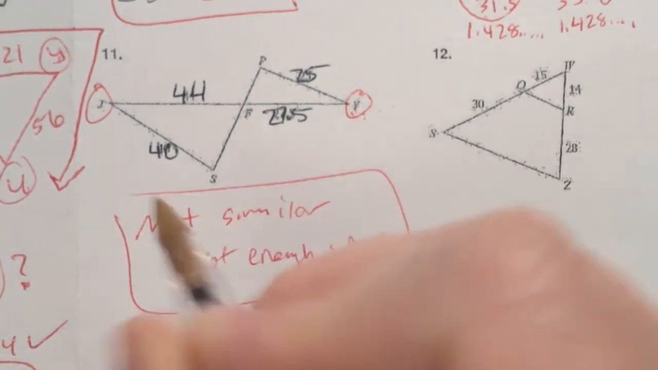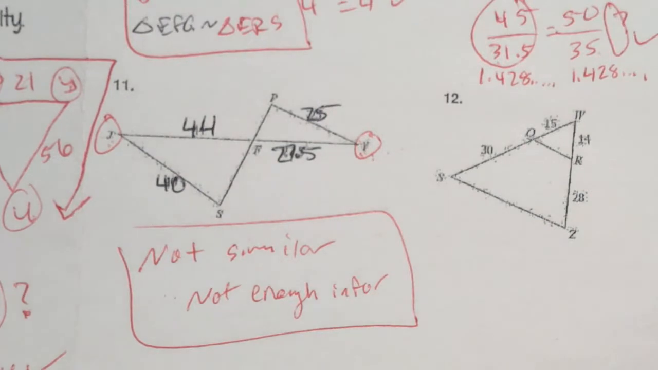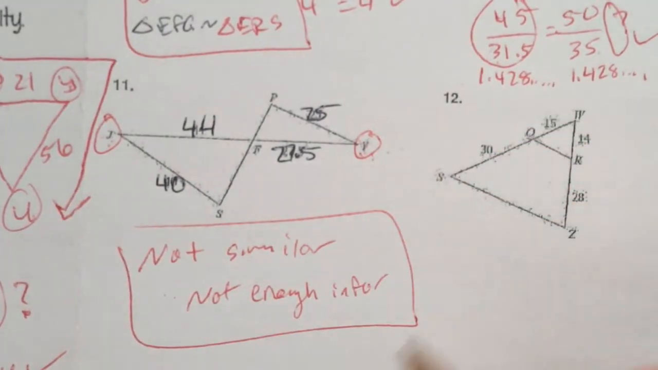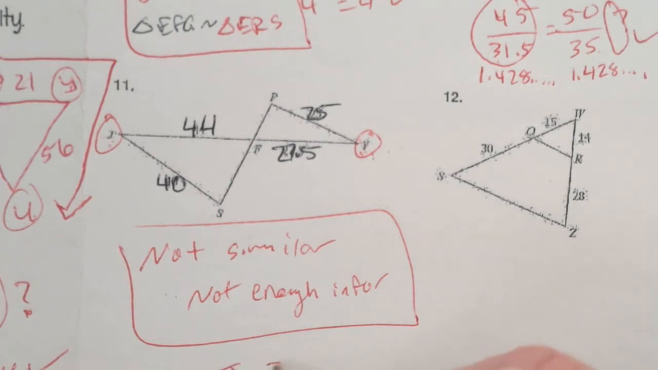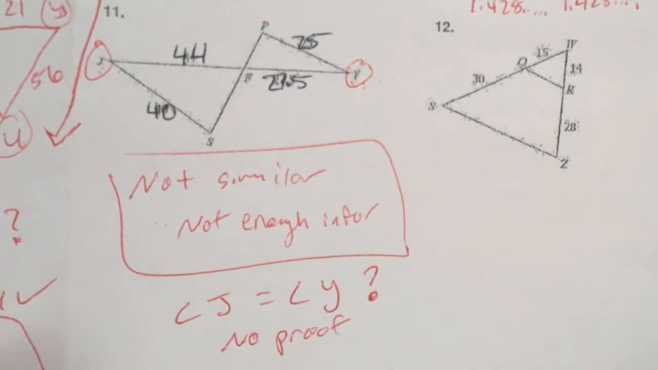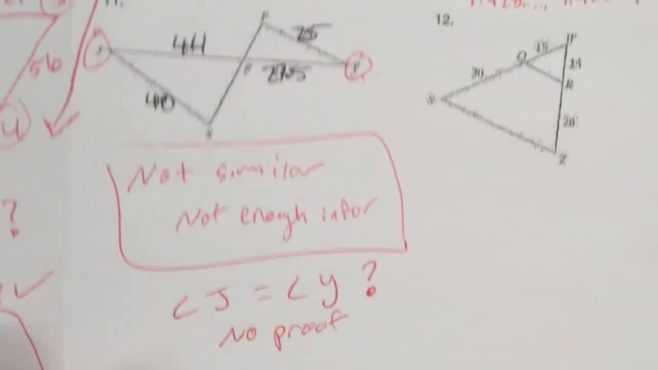We don't have any proof that J is equal to Y. Does angle J equal angle Y? We don't know. We have no proof. That's why we just were not sure.